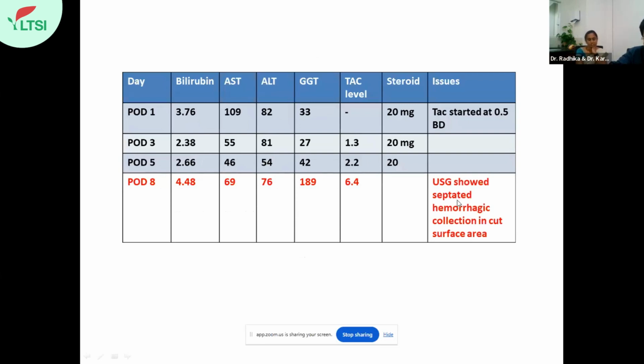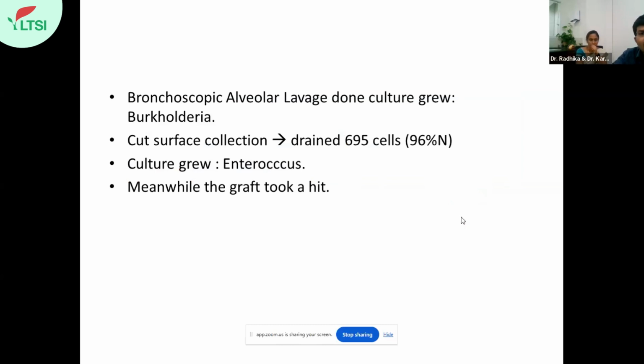Ultrasound showed a septated hemorrhagic collection in the cut surface area of the liver. On quantification, it was around 250 cc. As the patient was intubated, a bronchoalveolar lavage was also done at the same time, which grew Burkholderia. The patient had a recent episode of sepsis, so we wanted to rule out infections. The cut surface collection was drained, cell count was 695 cells with 96% neutrophils, and the culture from the drain grew enterococcus.